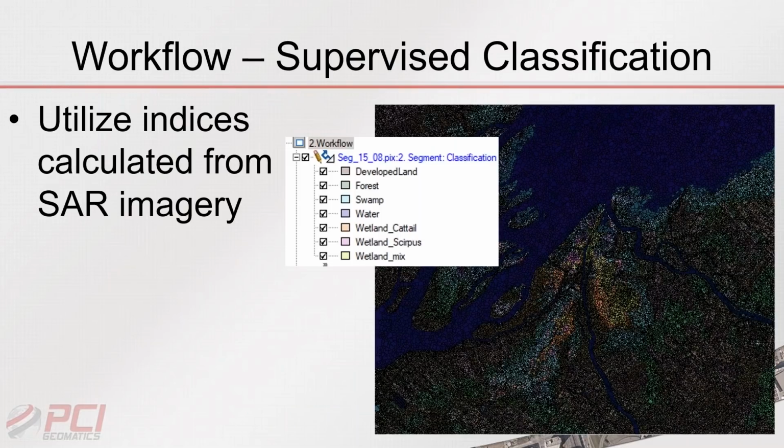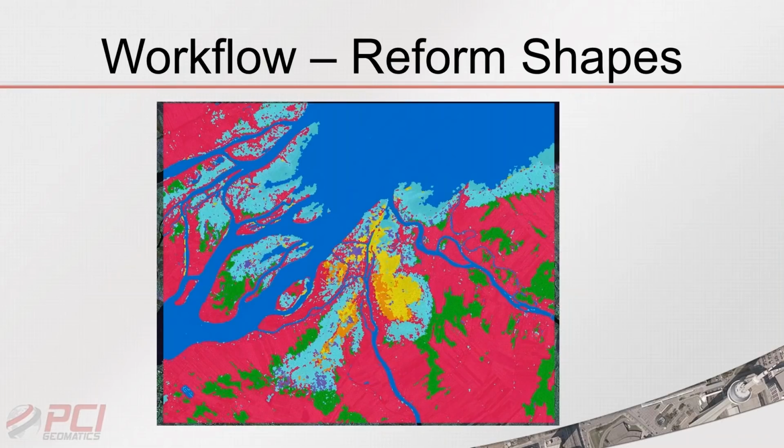Here is just the result once we've done the training, and what the resulting map is going to look like. And then the final step, which is the reforming of the shape. You can see that all the polygons that touch each other that are the same class have been dissolved into one big polygon, so it looks a lot nicer.